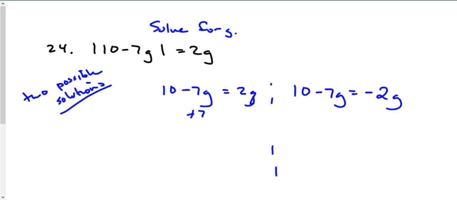All right, so from here, we're going to solve this. We're going to add 7g. So now we're going to solve each one individually, each equation. So we have 10 equals, that's going to turn to 9g. Divide by 9, and we have g equals 10 ninths.